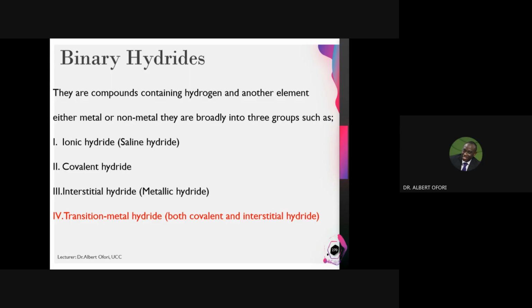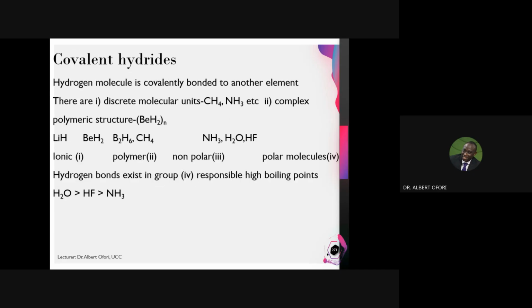Then we can have the covalent hydride, and then the interstitial hydride or the metallic hydride. Some call it a transition metal hydride. Then, of course, the transition metal, and then we can have, I didn't add it here, the non-stoichiometric hydride. That has to do with material chemistry. But I should just take them one after the other.